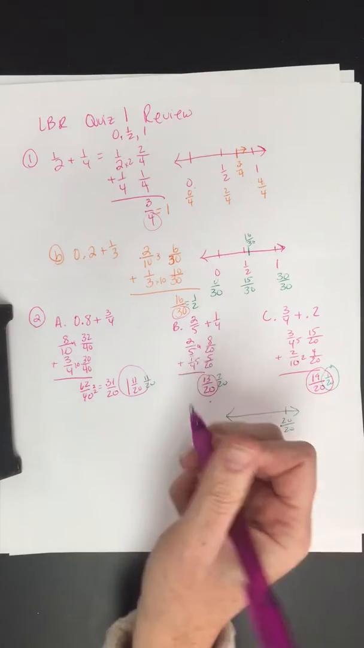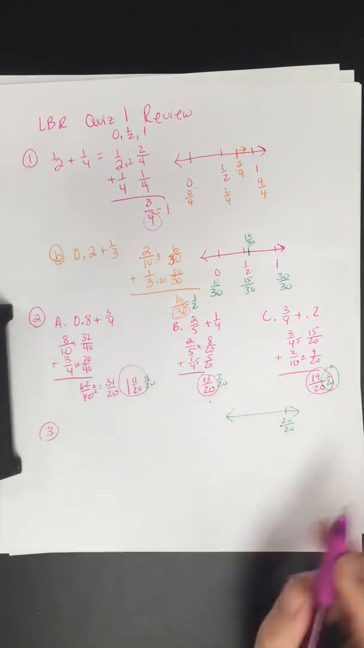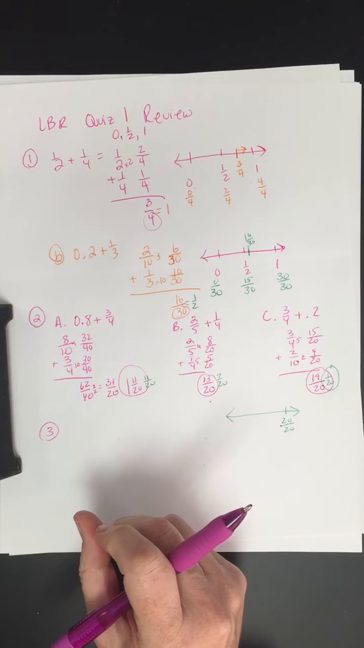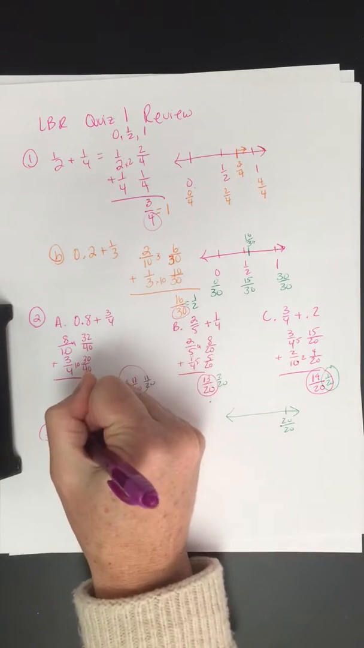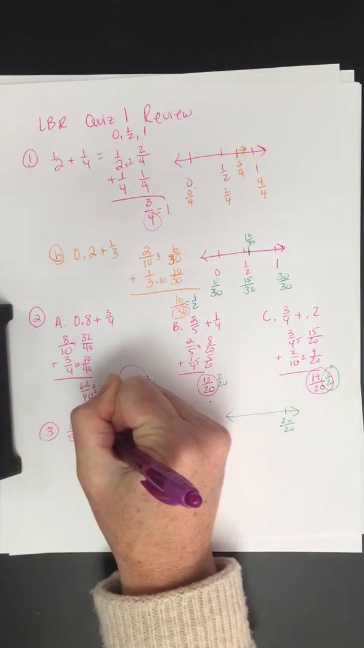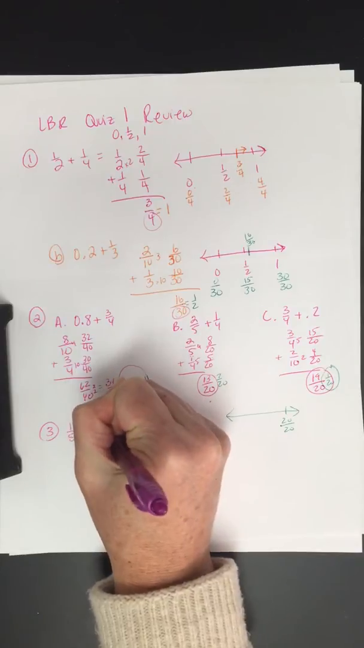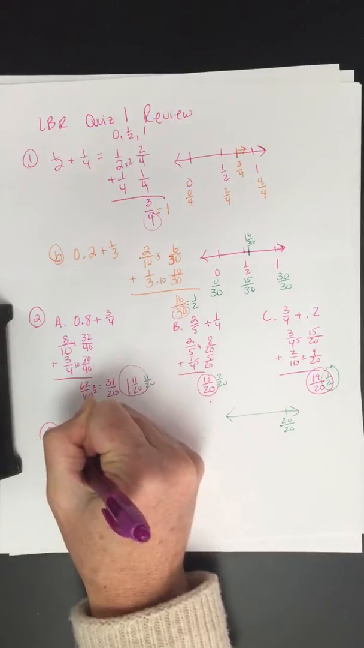Number 3 says, I am making 1 cup of pudding. The recipe calls for 1/5 of a cup of chocolate and 1/10 of a cup of sugar.